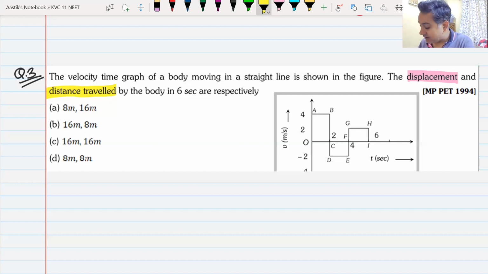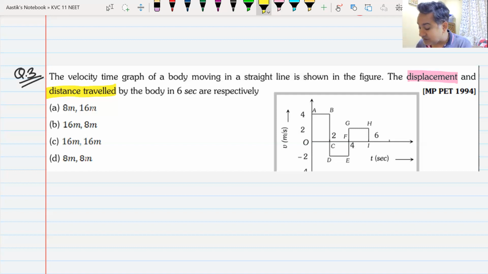Now, to find out the displacement, my dear friends, for displacement, this area will be taken as positive. This area will be taken as positive, but this area will be taken as negative for displacement. So once I talk about displacement, this 4 and this 4 will get cancelled and your displacement would be 8 meters. Yes or no? Or I should say plus 8 meters.